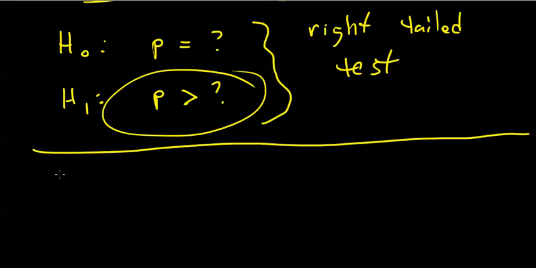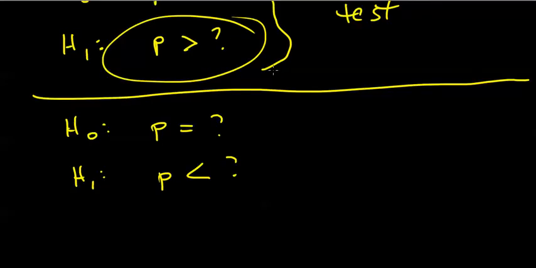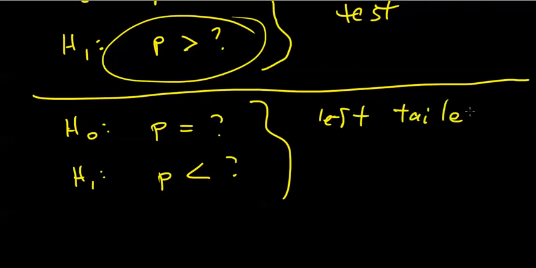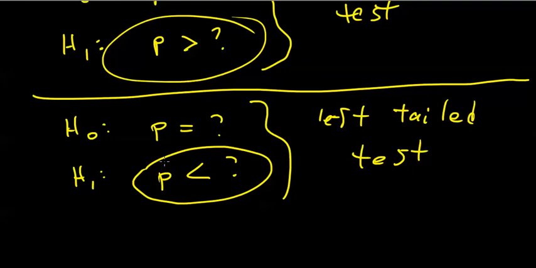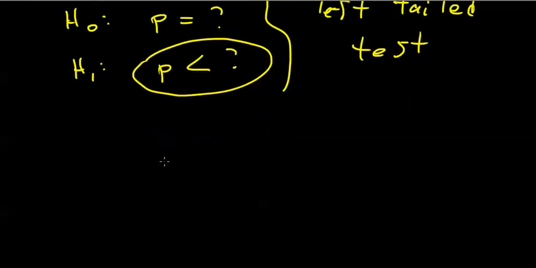Somewhat similarly, let's say someone makes a claim about a population proportion, and someone challenges that claim with a claim that says the population proportion is less than that particular value. Well, then I will call this a left-tailed test. And I will reject H0 if my test statistic is in the extreme low or extreme left range.